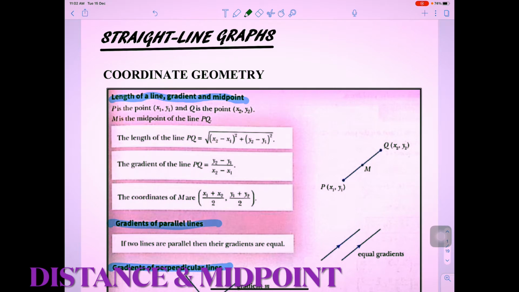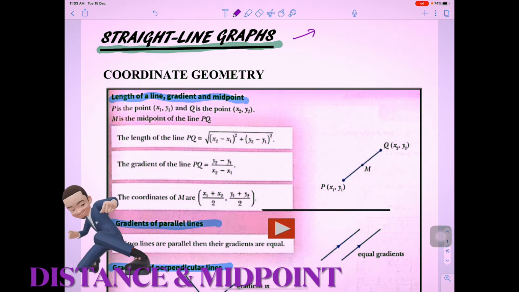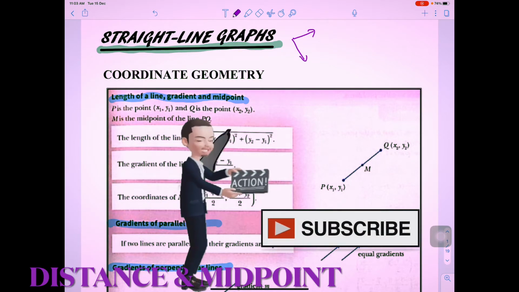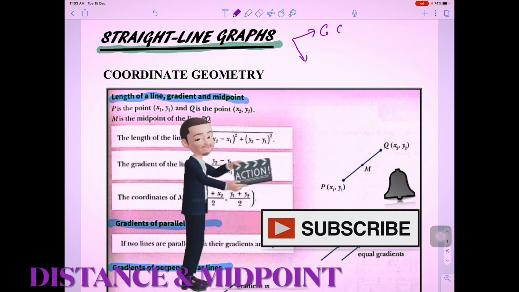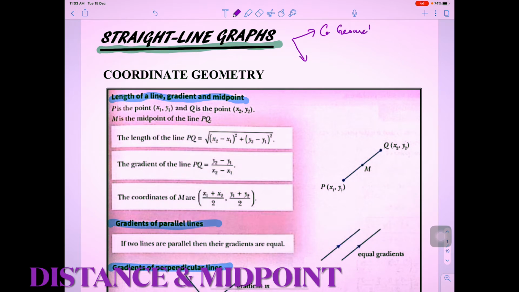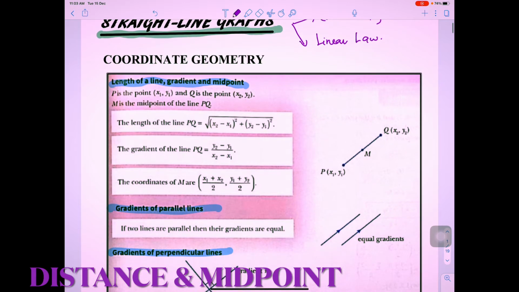Okay, now let's discuss the topic of straight line graphs. In straight line graphs there are two subtopics that we must know, which are coordinate geometry and linear law. Okay, so let's look at an example in coordinate geometry.